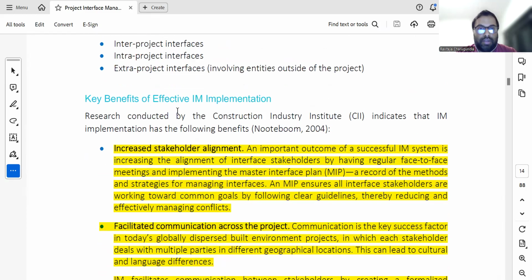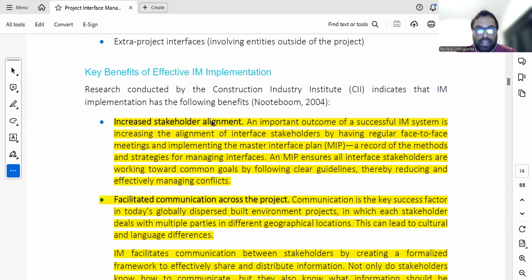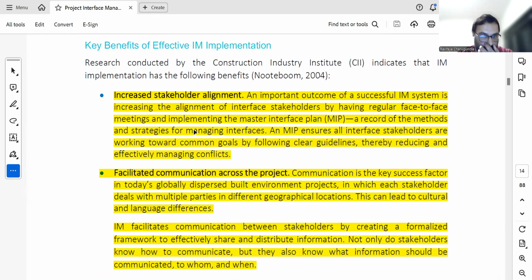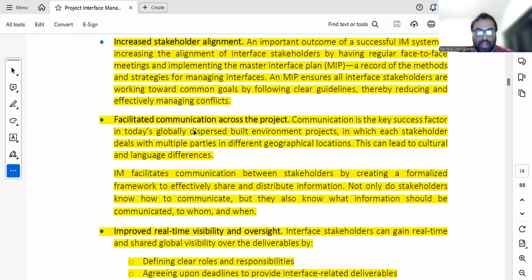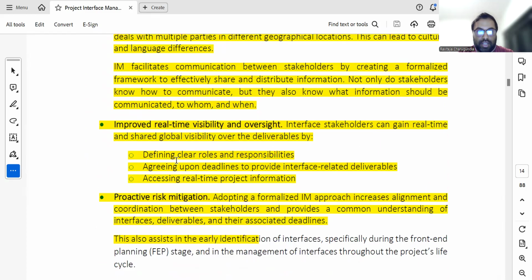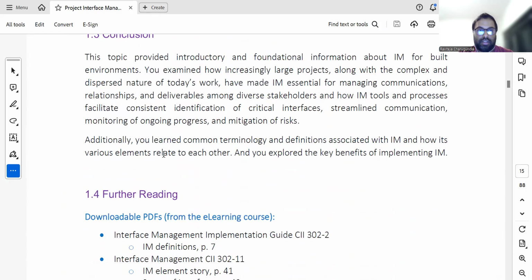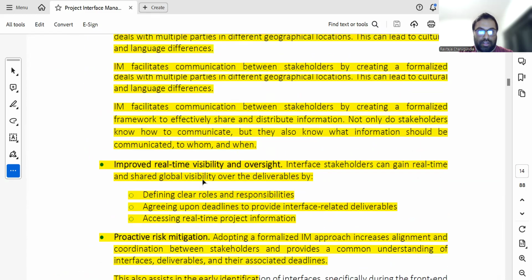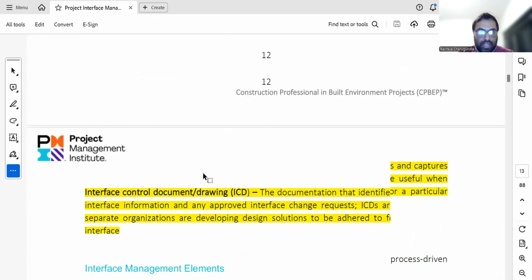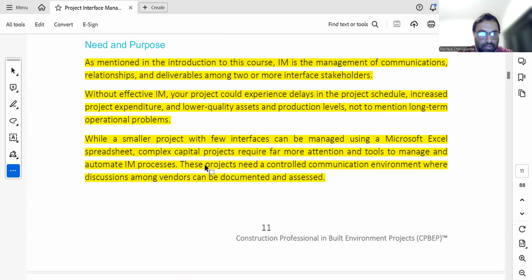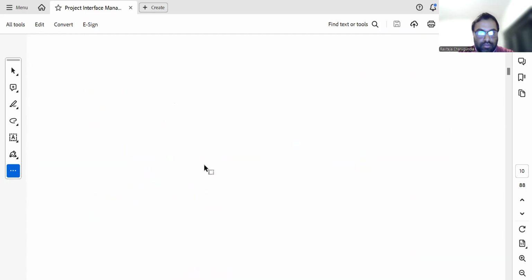The key benefits of implementing effective interface management: the first one is increased stakeholder alignment. By implementing interface management, you can facilitate the communication across the project, improve real-time visibility and oversight, and proactively mitigate risk. So this is all the topic about interface management in the built environment.